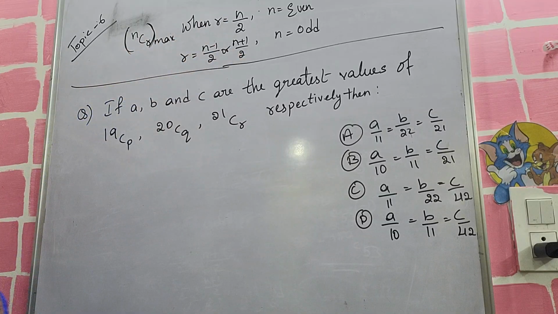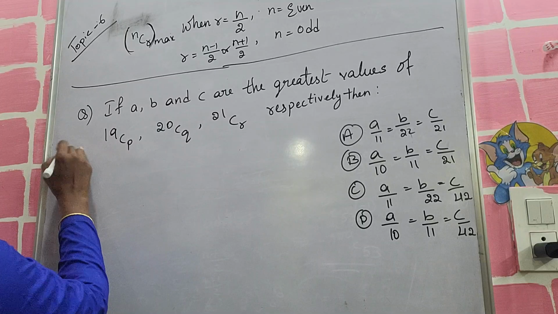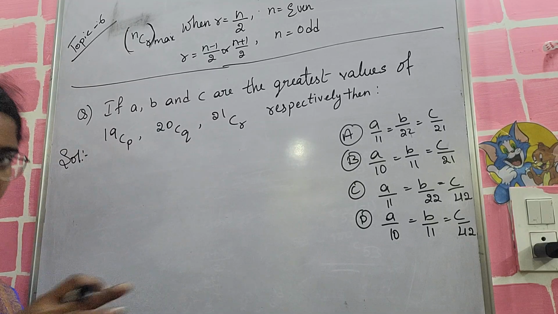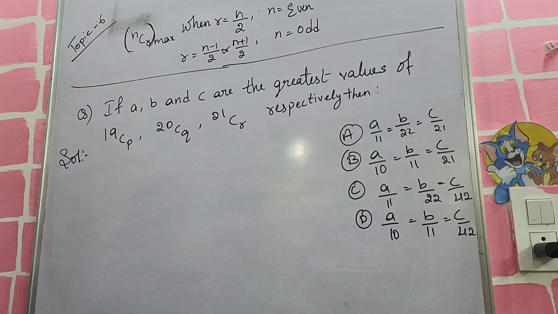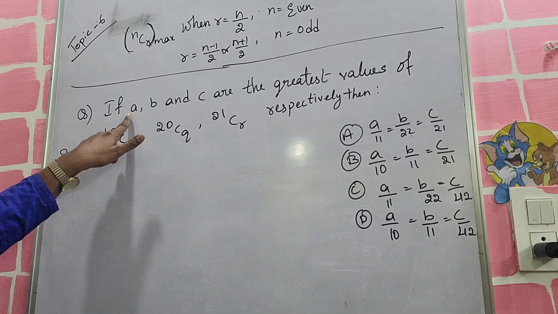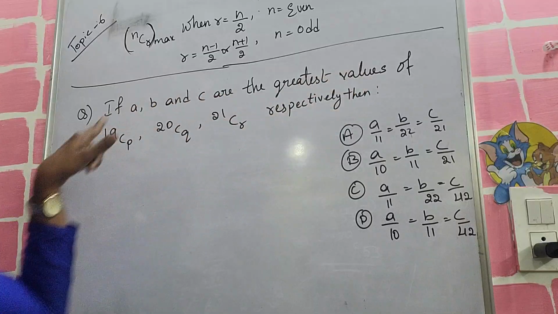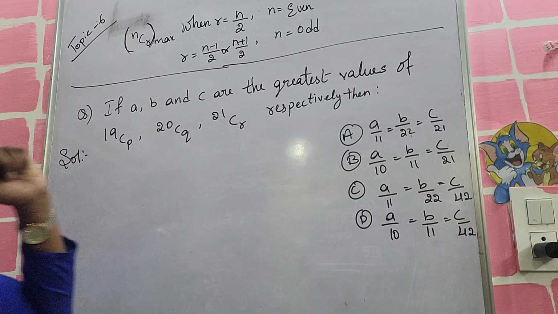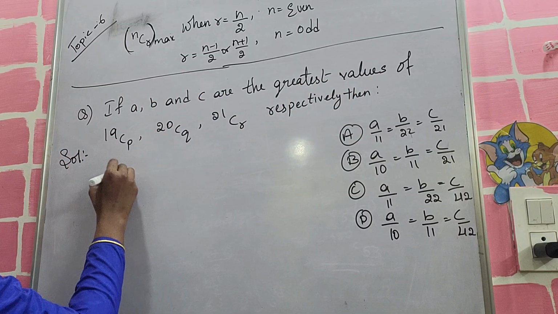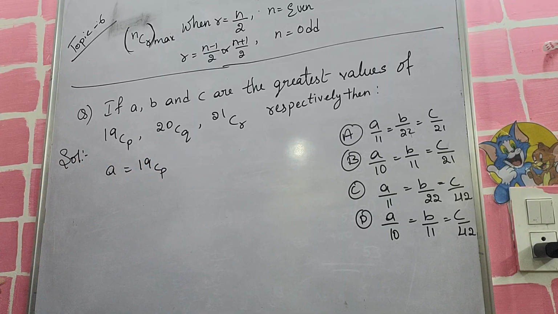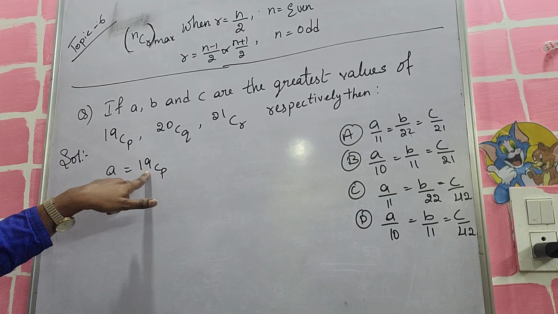We can use it, and we have one question over here. We will try to do this one, then you will understand the concept of topic 6, the maximum values. Now, here A, B, C are the greatest values, they gave. So can I write A equals 19CP? So what is the P value? 19 is n, right?